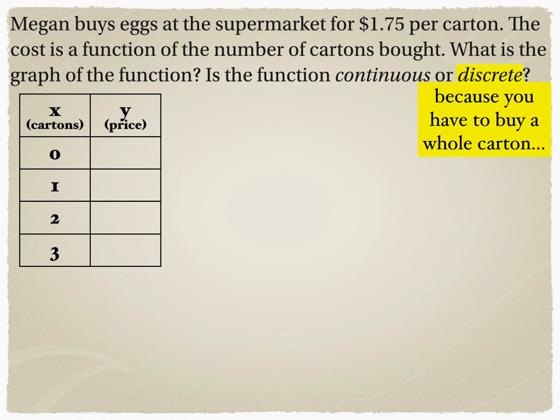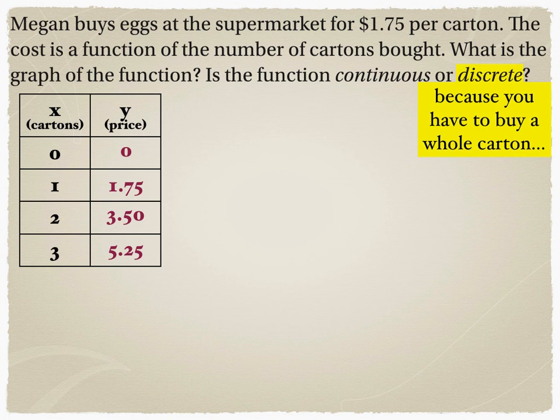So X is going to be my number of cartons and Y is going to be the price that you owe. I just said 0, 1, 2, 3. Negative cartons, again, wouldn't make sense here, so I don't need to include negatives. If you buy 0 cartons, right, you're going to owe $0. You didn't buy any. You don't owe anything for eggs. If you buy 1 carton, that would cost you $1.75. If you bought 2 cartons, that would cost you $3.50. And if you buy 3 cartons, that's going to cost you $5.25.